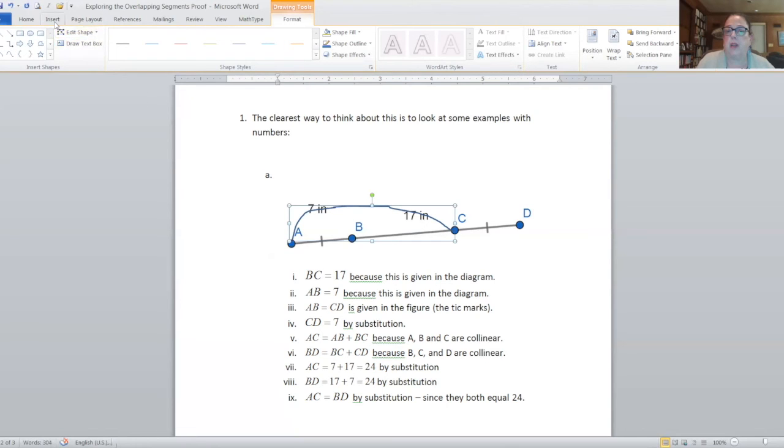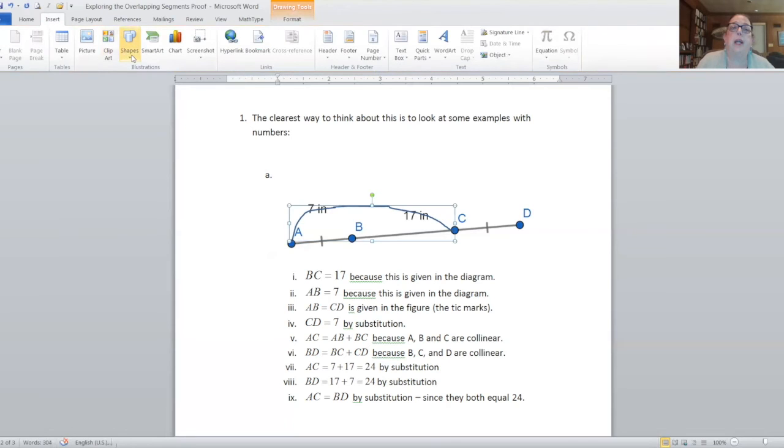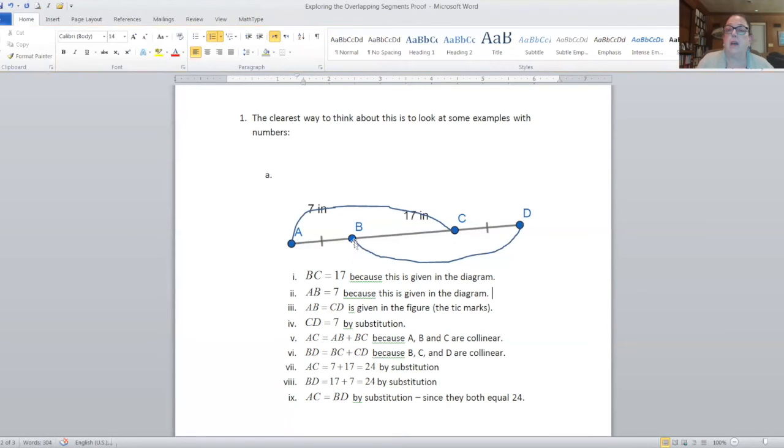And the same thing is true with the other overlapping segment, BD. It's equal to the sum of its parts because B, C, and D are collinear. So the length of BD equals the length of BC plus the length of CD. And we had to put this down because it's not always true for any 3 points. It's true when they're on the line like this.